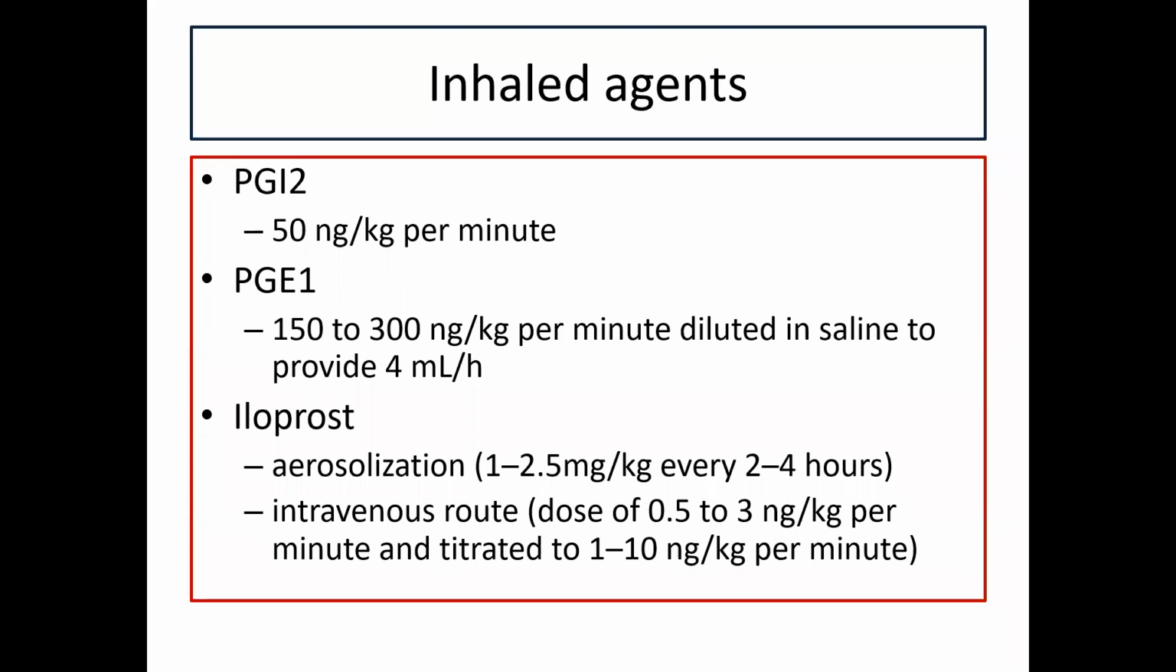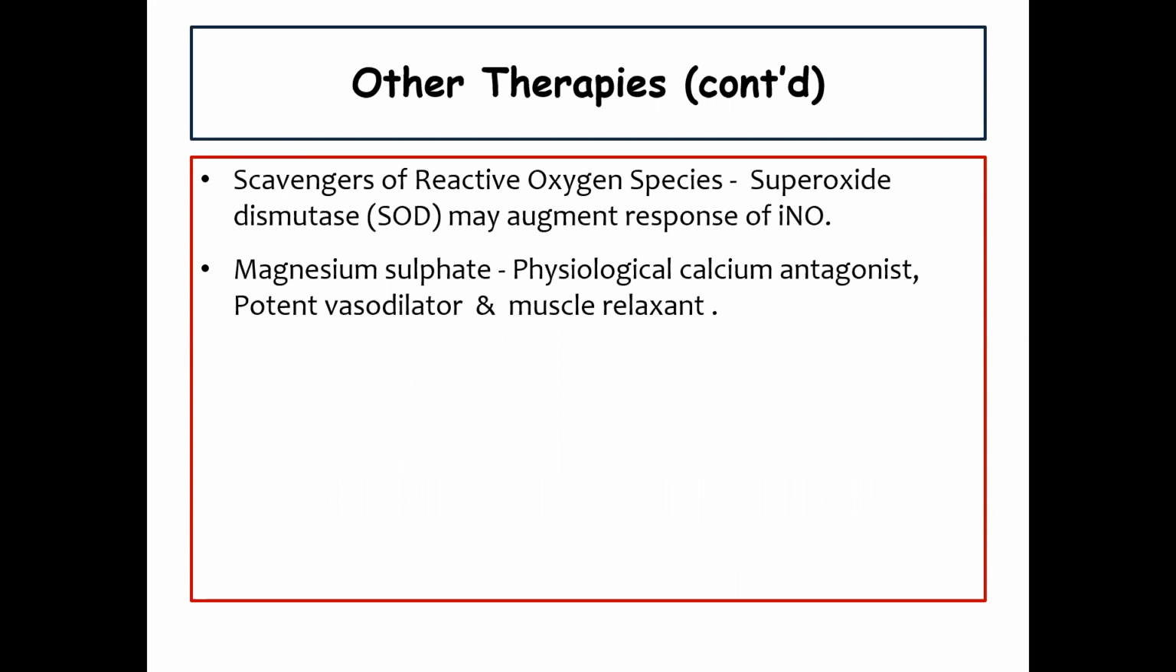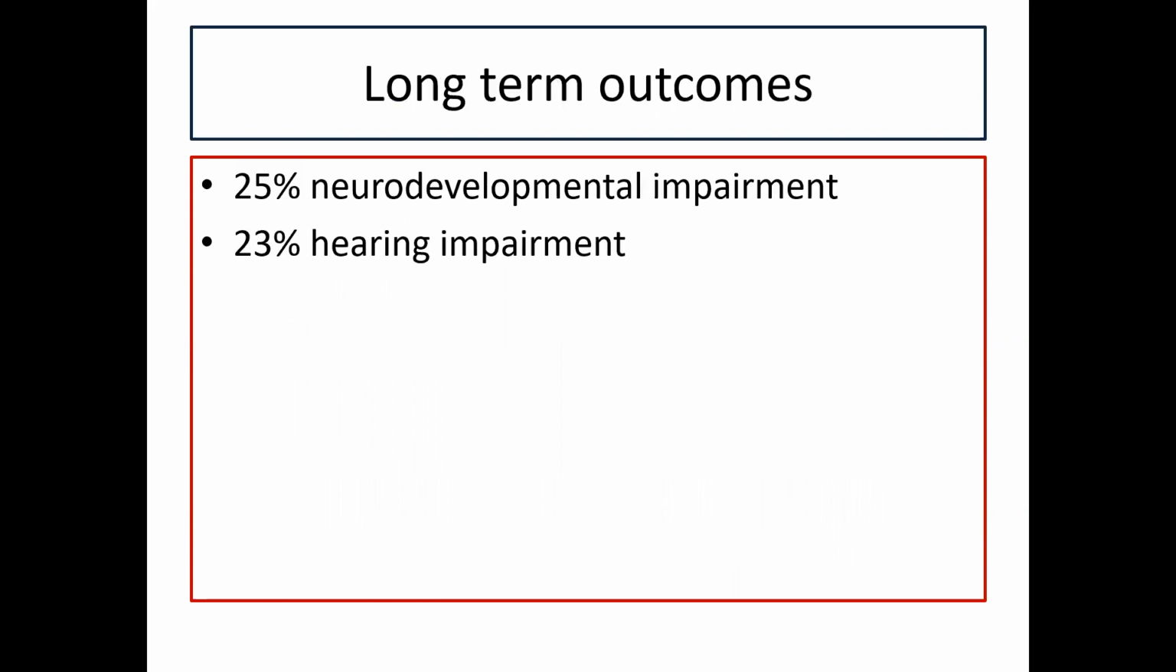These include prostacyclin, prostaglandin E1, and iloprost, which is given either aerosolized or in the intravenous route. So, of course, magnesium sulfate, which is a calcium antagonist and a potent vasodilator, is also often used for the management of PPHN. So, with those words, I'll just quickly spend maybe a few seconds on the long-term outcomes, and then we will summarize whatever we have seen.